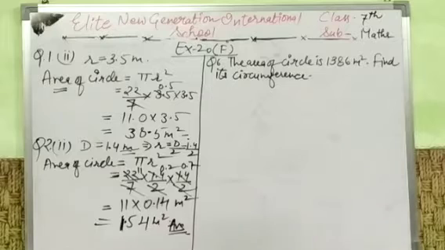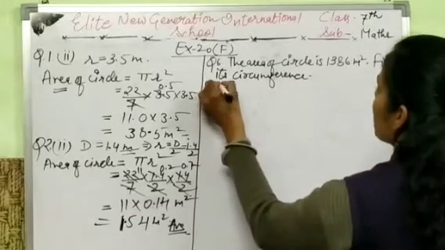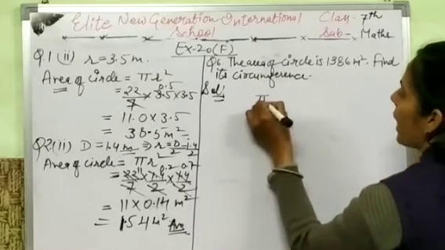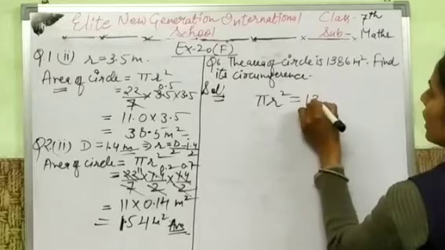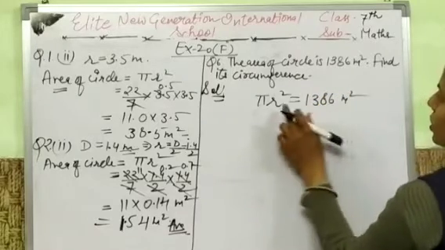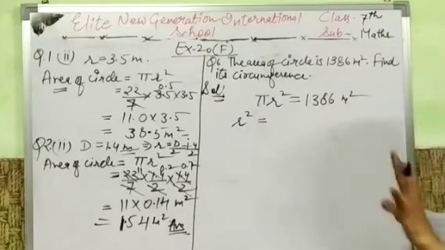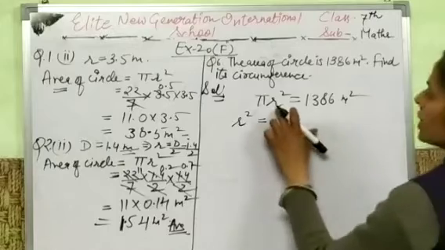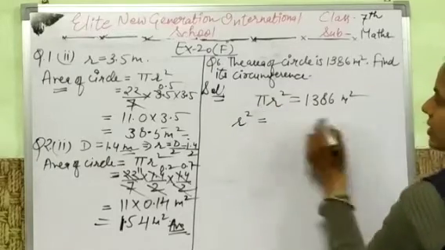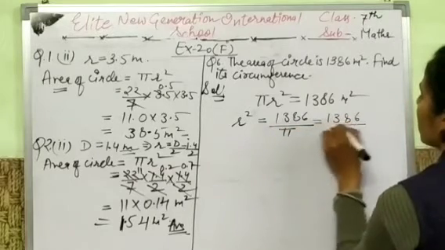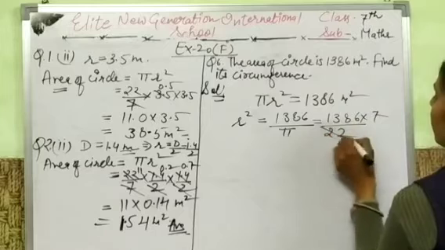Now let's solve question number 6. The area of a circle is 1386 meter square. Find its circumference. So here the question is area is given, but we have to find the circumference. Area, it means pi r square is given, which is equal to 1386 meter square. So from this equation we can easily find the r. How? Let's put the r square as it is at this place and shift this pi to the right hand side. So we'll get here. Now just put the value of pi.